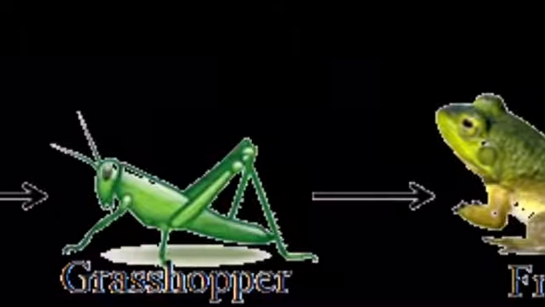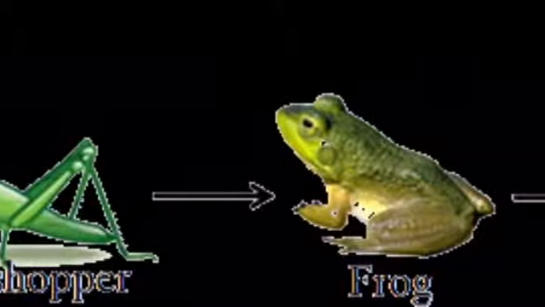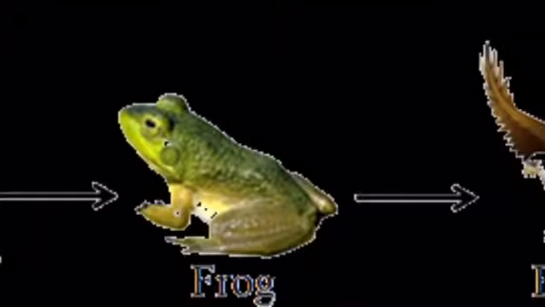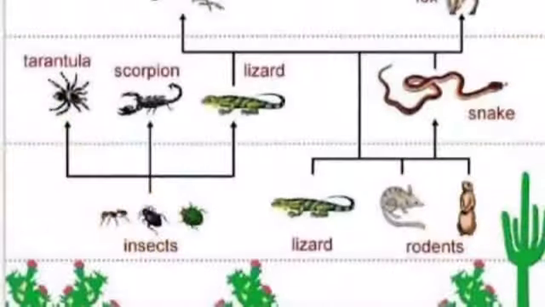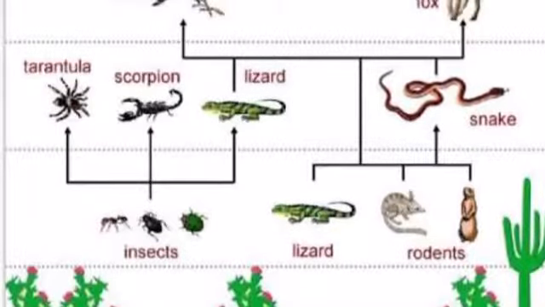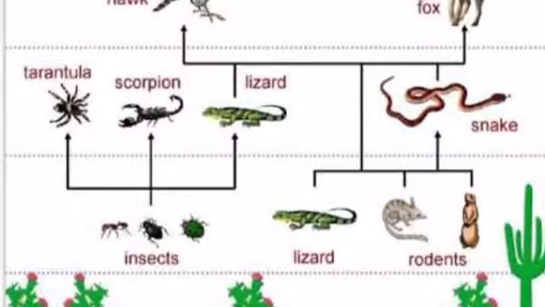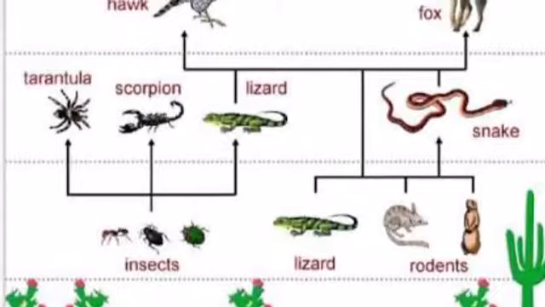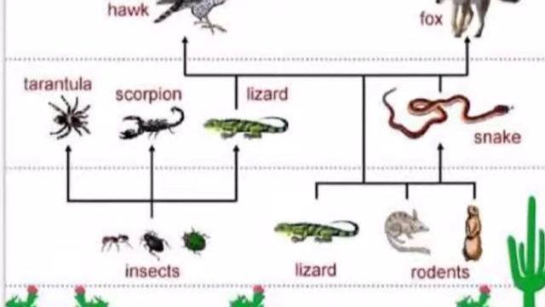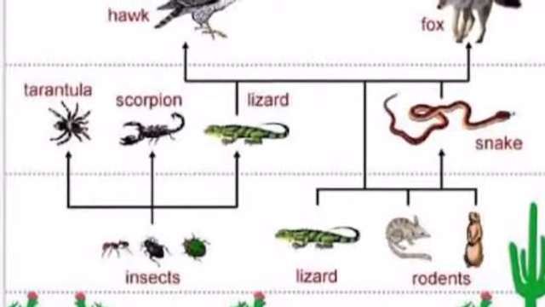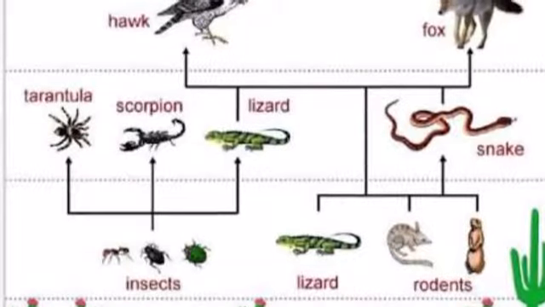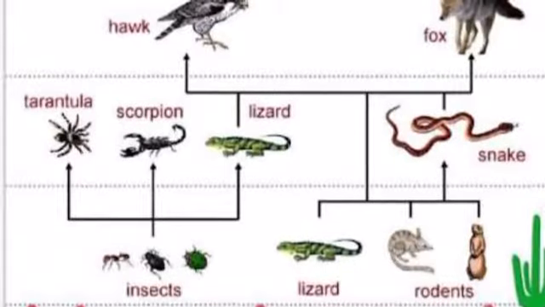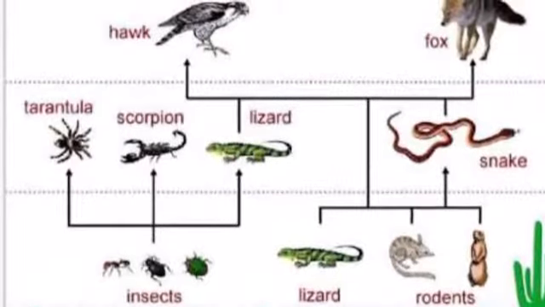First the grasshopper eats the grass, followed by the frog eating the grasshopper, and the eagle eats the frog. Here is a much larger food web. On the far left we can see that the insects get eaten by the tarantula, scorpion and the lizard, who then get eaten by the hawk and the fox. On the right we see that the rodents get eaten by the snake, and the snake then gets eaten by the fox and the hawk along with the lizard.